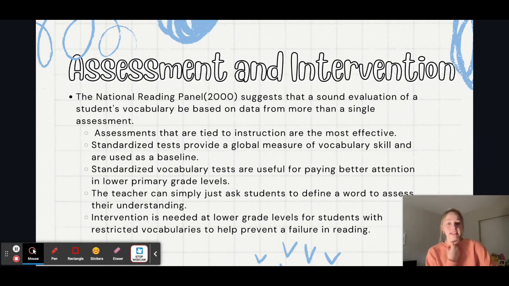So intervention is needed at lower grade levels for students with restricted vocabulary, so your ELLs or even just students that might not have been exposed to a lot of vocabulary at home. A lot of times our low poverty schools don't have students exposed to as many books or anything like that, or their parents might not expose them to as many words. And so it's important to make sure that we are intervening with those students so that they can get the assistance that they need to be successful, because that can prevent failure in reading if you are explicitly teaching them these new vocabulary words and preparing their mind for the knowledge that they're going to learn later.